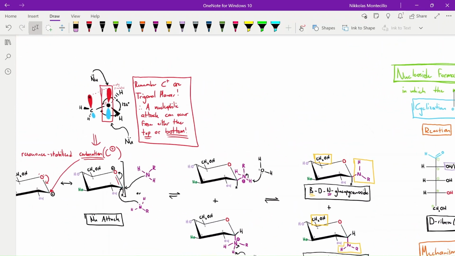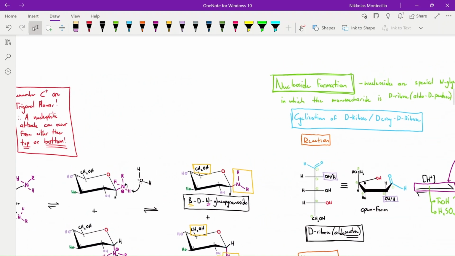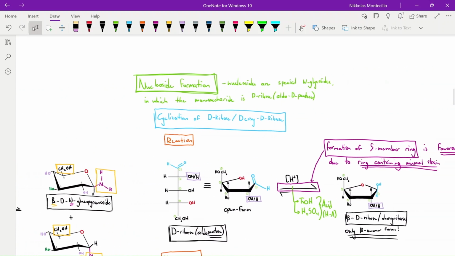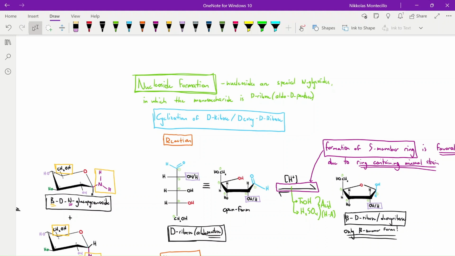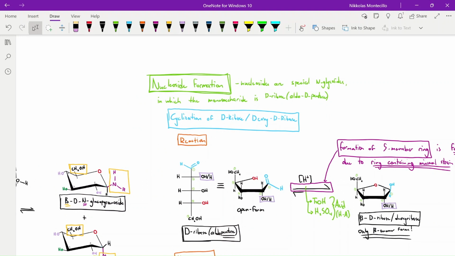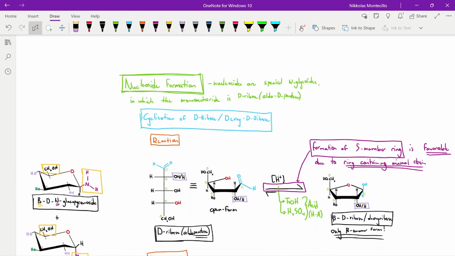Okay. Now there are important implications to this, where N-glycosides can be related to nucleoside formation. And nucleosides are special N-glycosides, in which the monosaccharide is D-ribose. So the monosaccharide that comprises a nucleoside is essentially a 5-member ring. So that's from a particular aldose called aldopentose, or D-ribose.